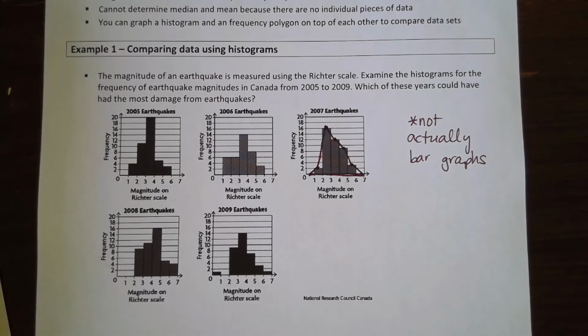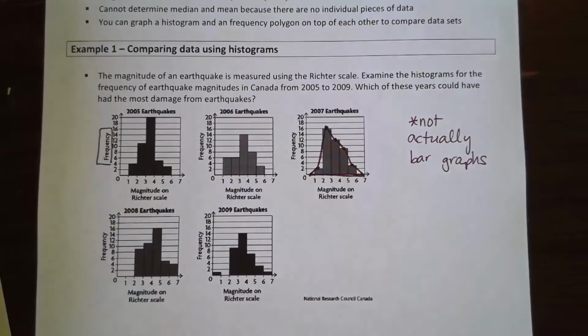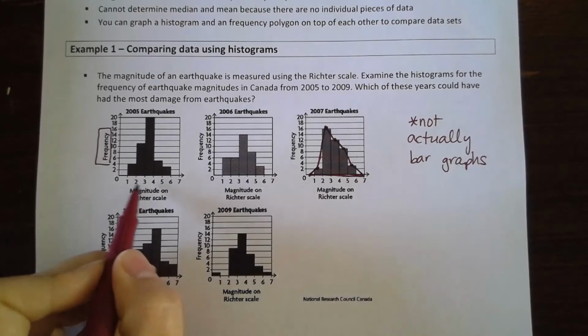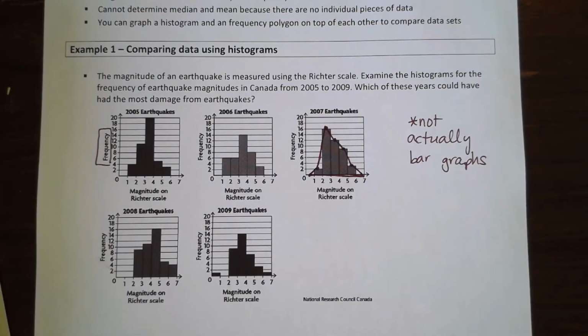So the first thing we want to do is read histograms. And remember that these are actually just telling us how frequently a piece of data shows up. So how often do we see a particular range of data? How often do we see, in this case, earthquake magnitudes fall between 1 and 2 on the Richter scale, 2 and 3, 3 and 4, 4 and 5, 5 and 6, and potentially 6 and 7.